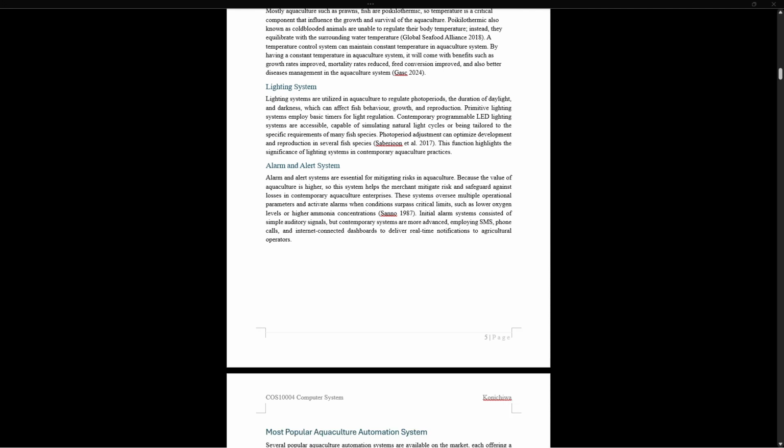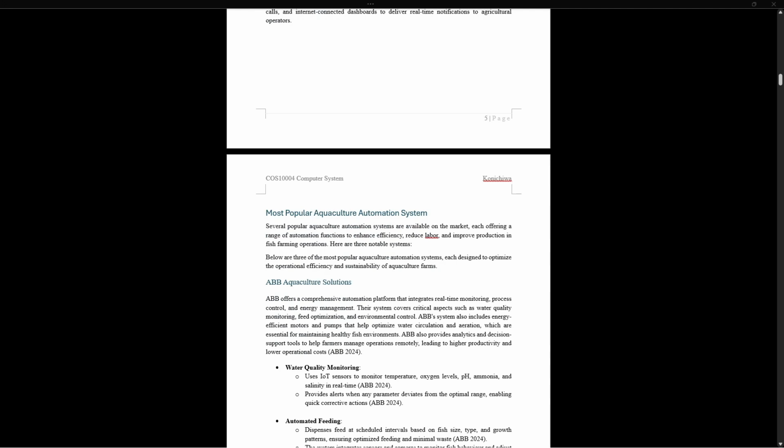Last, we have the alarm and alert system. The alarm system monitors key conditions, notifying farmers of critical issues such as low oxygen or high ammonia. Modern alarms use SMS and online dashboards to ensure quick and effective responses.